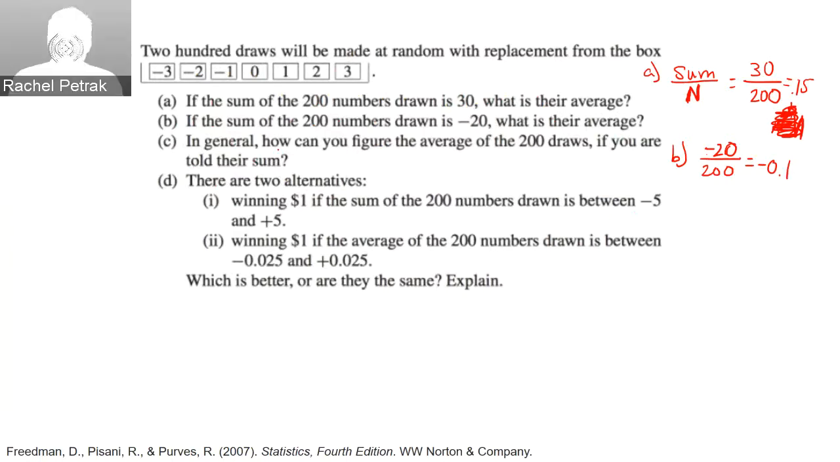In general, how can you figure the average of the 200 draws if you're told their sum? We actually already did this. We know that the average is equal to the sum out of n. In this case, it's the sum out of 200.